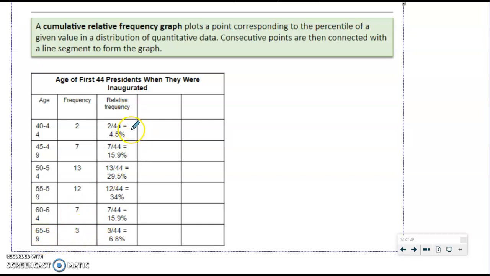The first thing we're going to do is find out their relative frequency, like what percent had that range. If I look at 50 to 54, I know that 29.5% of the presidents that were inaugurated fell within this range at the age when they were inaugurated.